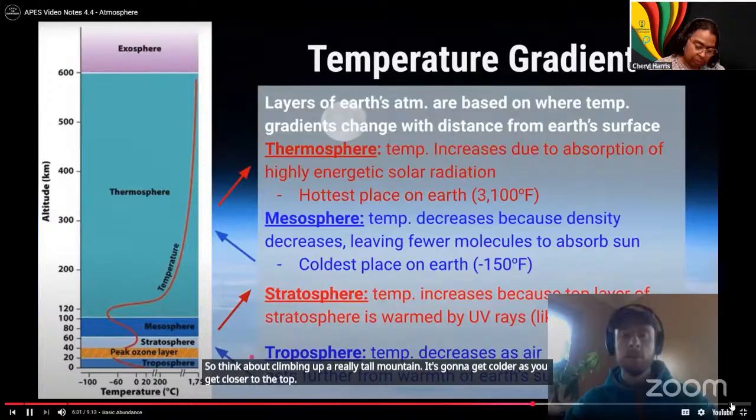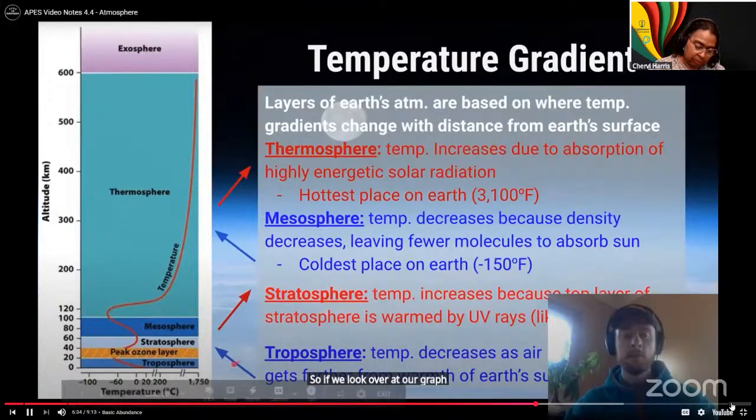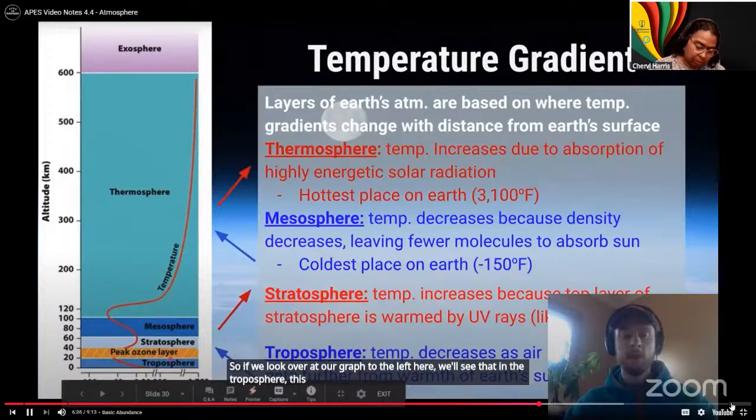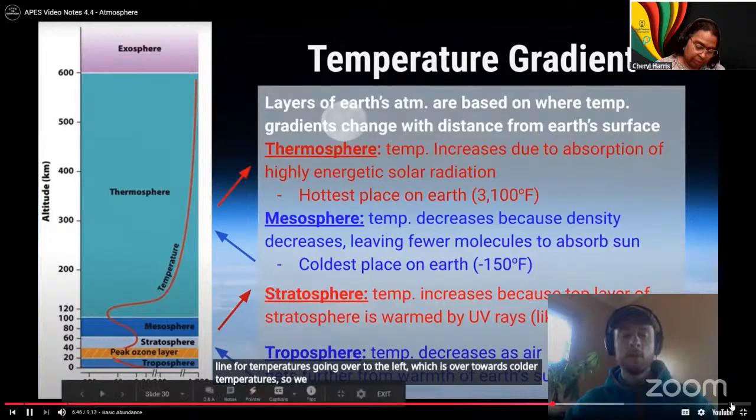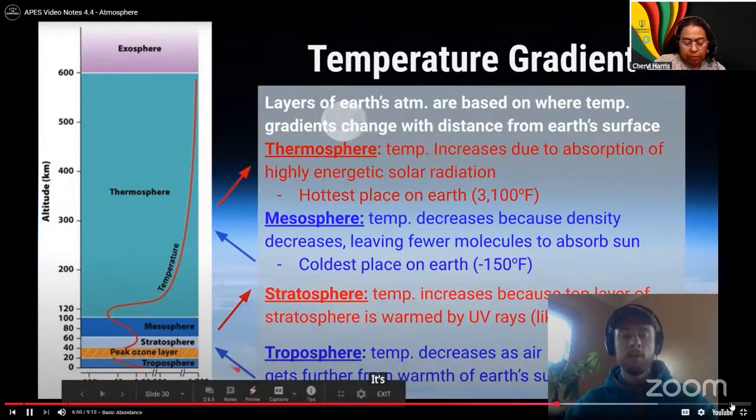If we look over at our graph to the left here, we'll see that in the troposphere, this bottom layer, as we move up or further from Earth's surface, our line for temperature is going over to the left, which is over towards colder temperatures. So we have a blue arrow here reminding us that as we go up in the troposphere, it's getting colder.